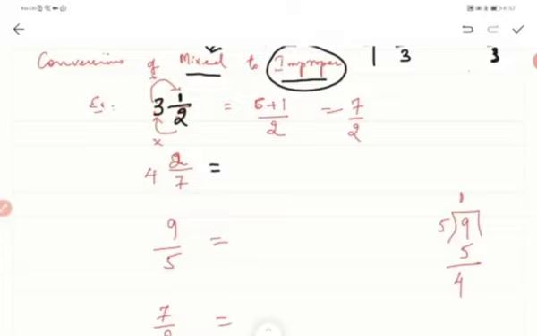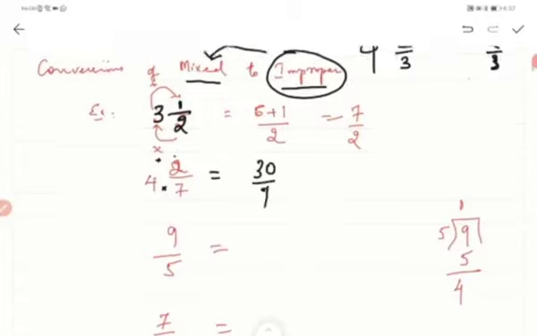So convert this: 7 3s are 21, 7 4s are 28. You need to multiply here and then add here. So 7 4s are 28, 29, 30. This is 30 by 7.